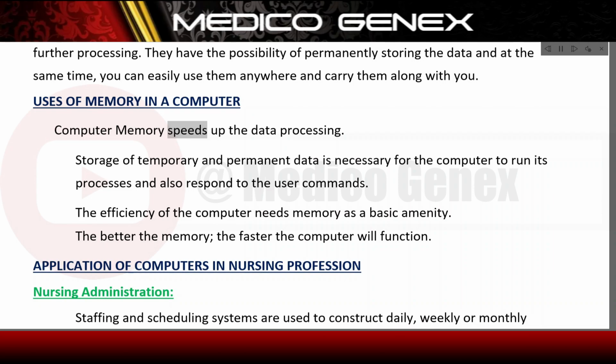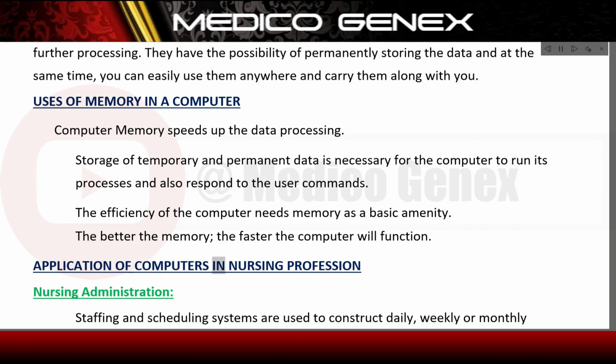Computer memory speeds up the data processing. Storage of temporary and permanent data is necessary for the computer to run its processes and also respond to the user commands. The efficiency of the computer needs memory as a basic amenity. The better the memory, the faster the computer will function.